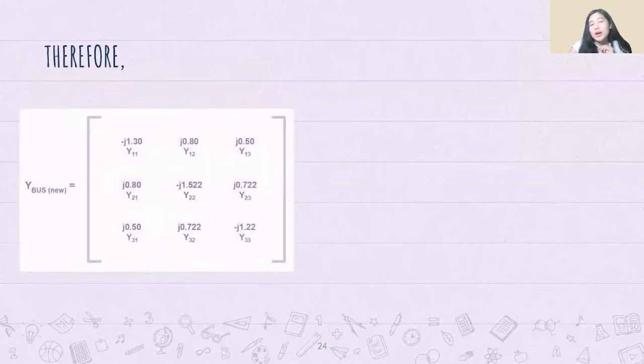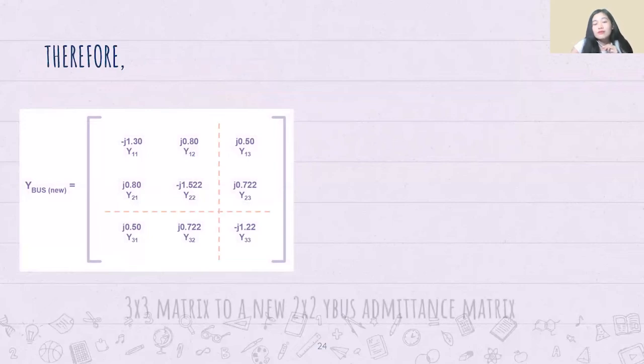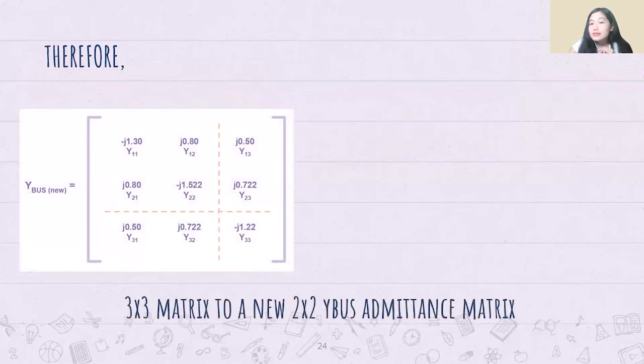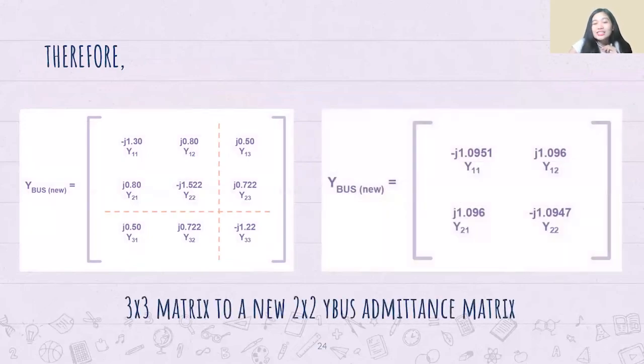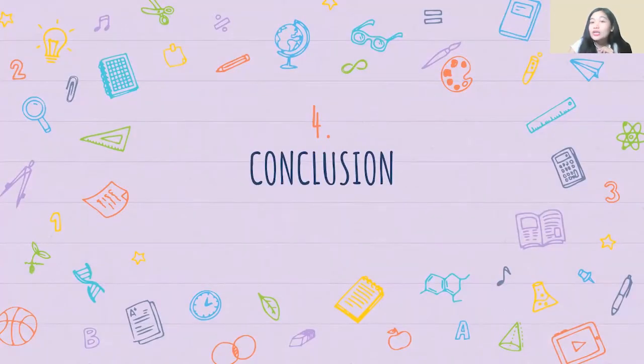Right? It's the same process, and there are only a few values because we are only talking about a 2 by 2 matrix taken from the 3 by 3. Therefore, from this 3 by 3 Y-bus admittance matrix, our new Y-bus for the 2 by 2 is this one. Okay? So that's the Kron reduction method. And now we are down to our main takeaway or our conclusion for this report.